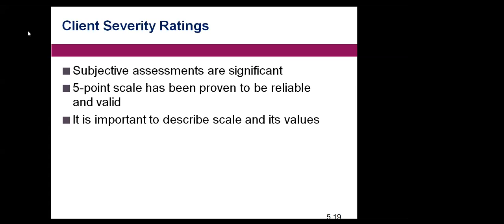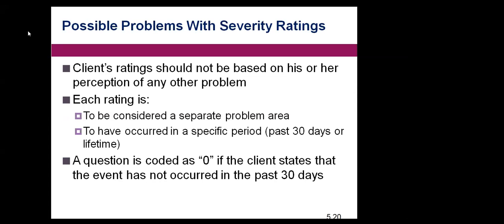And it is important to describe the scale and its values. So 0 is not at all, and then the number 4 is severe or extremely so for the client, so that you know what the need of the client is all about. If he thinks he has a problem, or he doesn't have a problem at all, and if he has a problem, how serious is the problem?